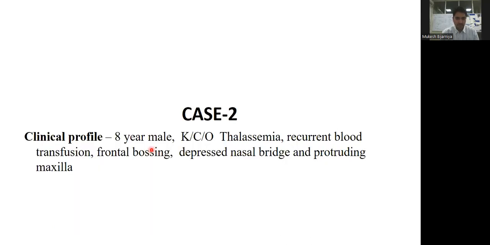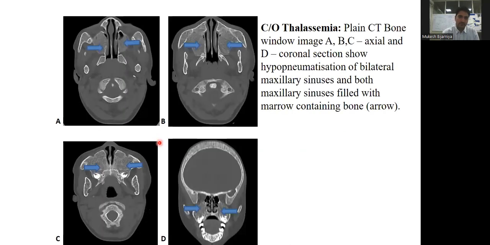Case 2, an 8-year-old male, a known case of thalassemia with recurrent blood transfusions, and frontal bossing, depressed nasal bridge, and protruding maxilla. Here, the axial bone window CT showing hypopneumatization of the bilateral maxillary sinuses, and the maxillary sinuses filled with marrow-containing bone.